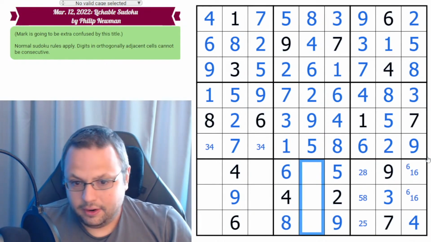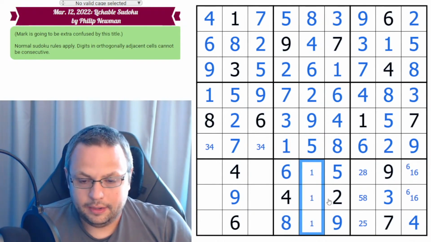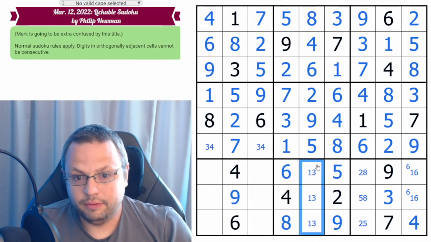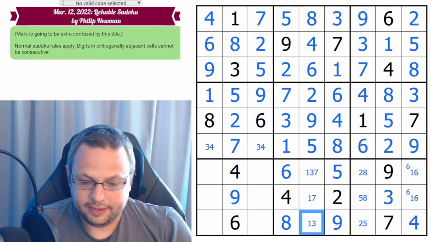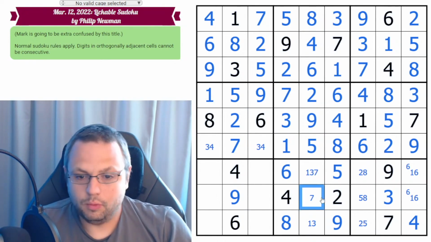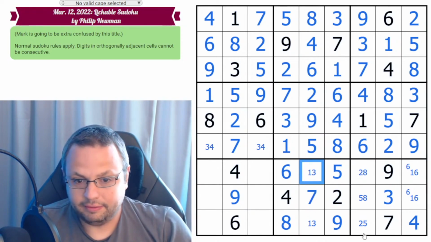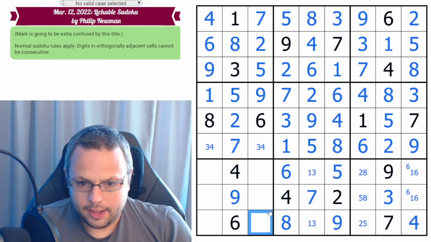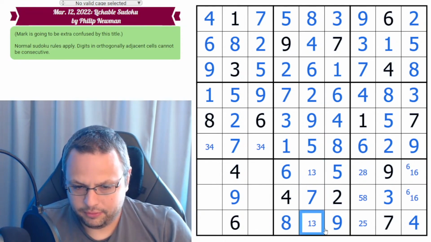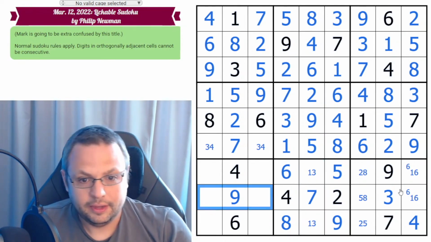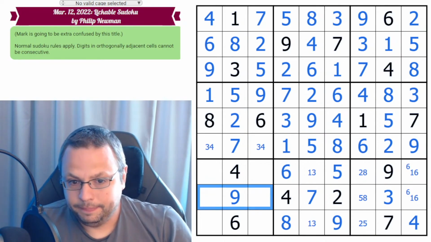These digits are a 1. Let's see, 2, 3, 4, 5, 6, 7, 8, 9. 1, 3, 7. So this is not a 3, that's not a 7. This isn't a 1 either because it's next to a 2, so this is a 7. So that's not a 7. So this is a 1, 3 pair, but strangely a 1 or a 3 could go in either of these places.